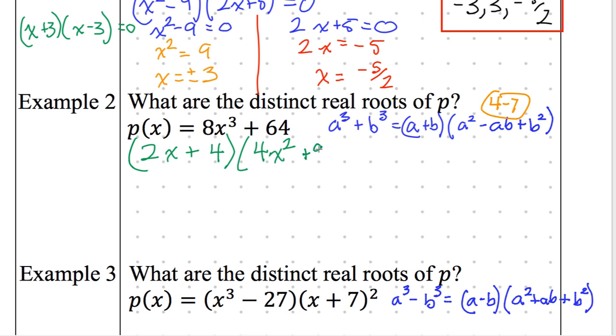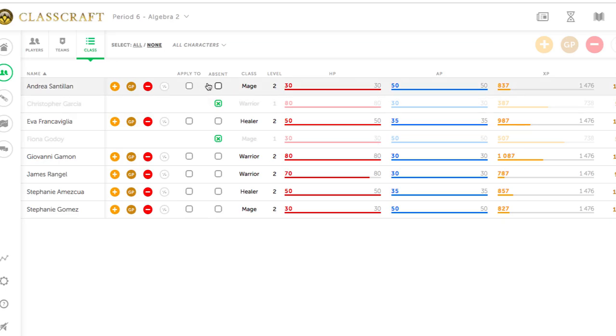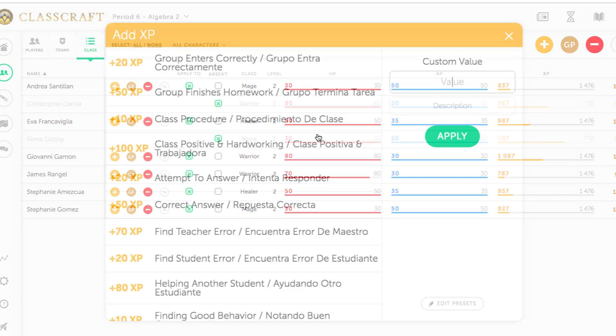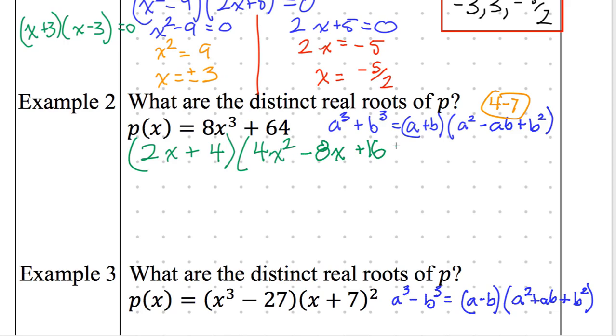8x. Oh, and it should be minus 8x. Minus 8x. And then plus 16. There it is. Plus 16 because I had to square this b term. I don't know where he got this 16, that's my question.